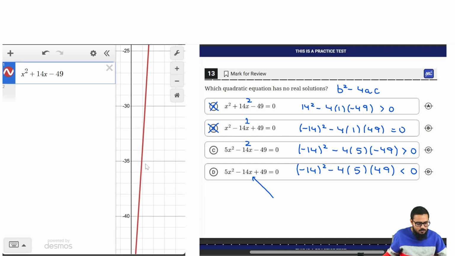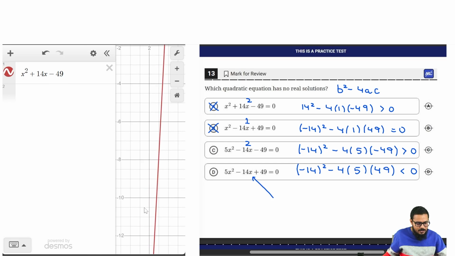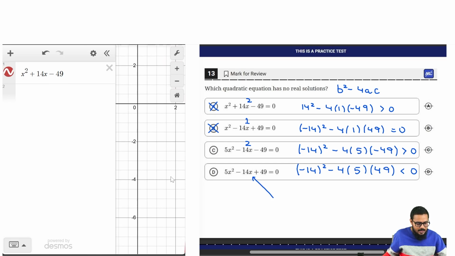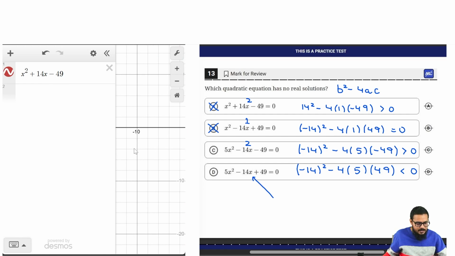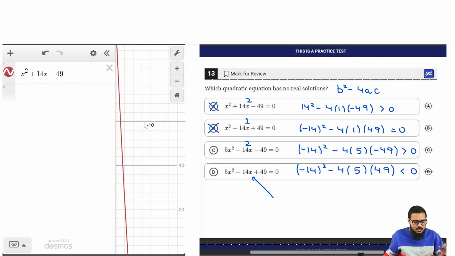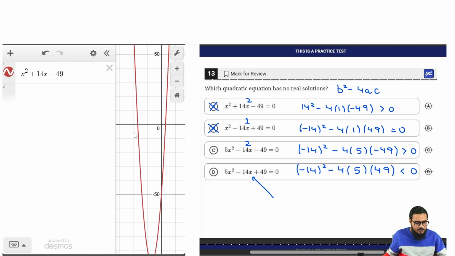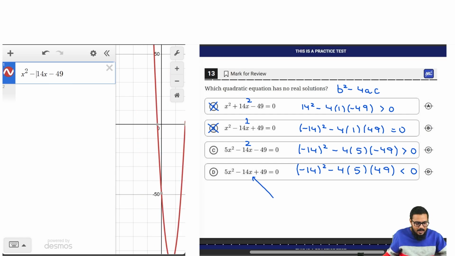Let's just move to the top. How many x-intercepts am I getting? Okay, so I think I'm getting one x-intercept right over here, and I think there will be one more x-intercept somewhere behind. These are two x-intercepts, but still I'm getting at least one x-intercept, right? So this should not be my answer. The second one is x squared. Let's just replace this plus 14x with minus 14x, and then minus 49 with a plus 49, right?